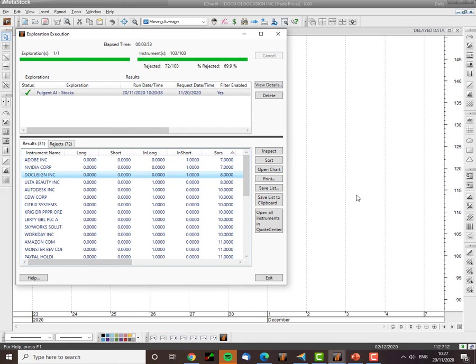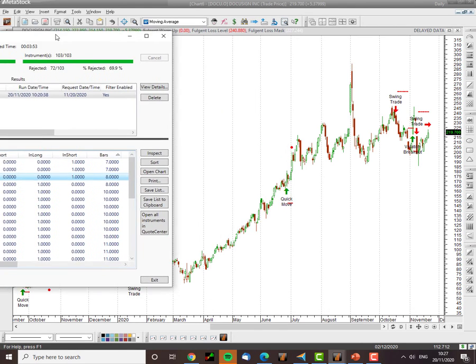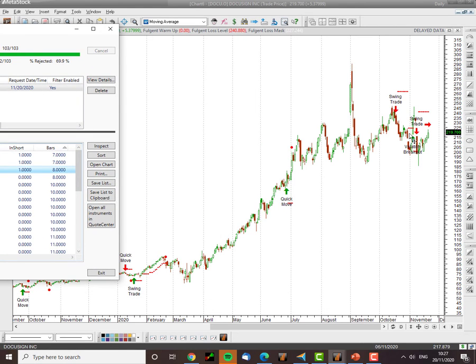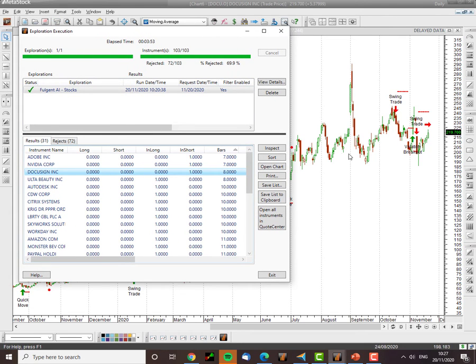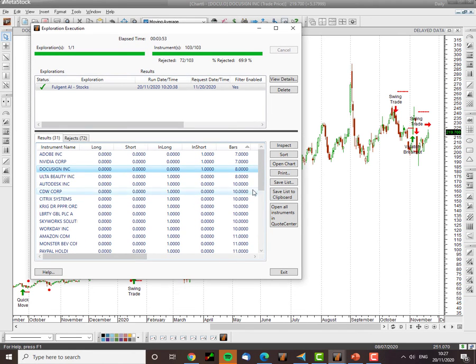And then Docusign is another favorite of mine, which we can see had a huge swing trade move up. Now it's consolidating, and there are swing trades to the downside, quite a choppy trade, so there's quite a lot of volatility in and around this. The AI is currently short with a stop loss of 240. Okay, so let's go and look at some of the trades where the AI is in for a while.